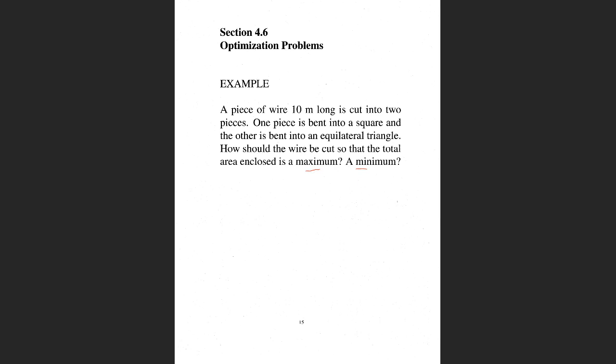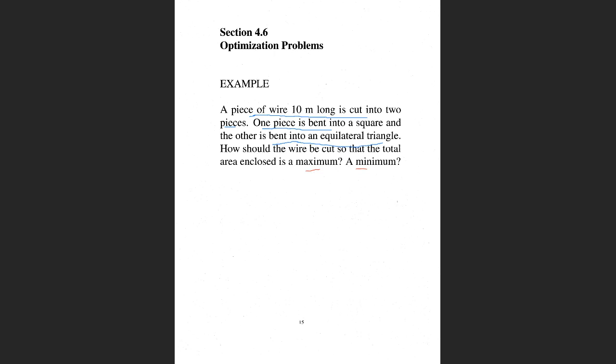Okay, so here we have a piece of wire 10 meters long that's cut into two pieces. One piece is bent into a square, and the other is bent into an equilateral triangle. I'm taking a piece of wire, cutting it into two pieces. Then I'm going to bend one piece into a square, and maybe a machine will do that. And the other will be bent into an equilateral triangle.